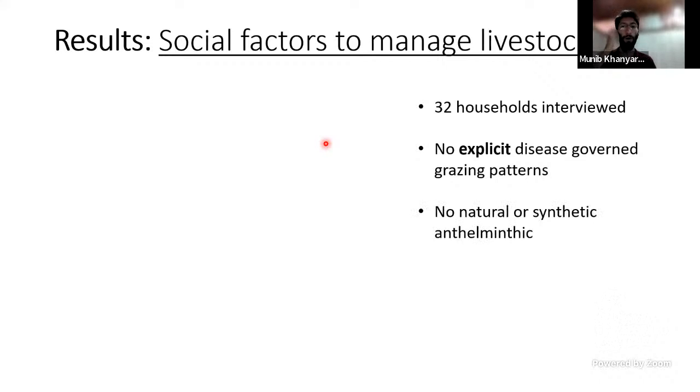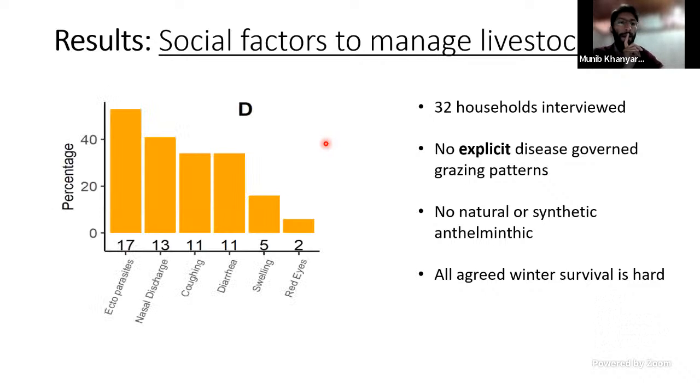There was no natural or synthetic use of anthelmintics. Anthelmintics are essentially anti-parasitic drugs. They could be natural, such as Artemisia sometimes, or synthetic, such as something that you buy off the counter. So none of that was being used. And all of them agreed that winter survival is super hard. These are cold landscapes, but livestock still goes out in the winter to graze. There's very limited fodder available, at least for small-bodied livestock. There were many different results here, and those are all in the paper.